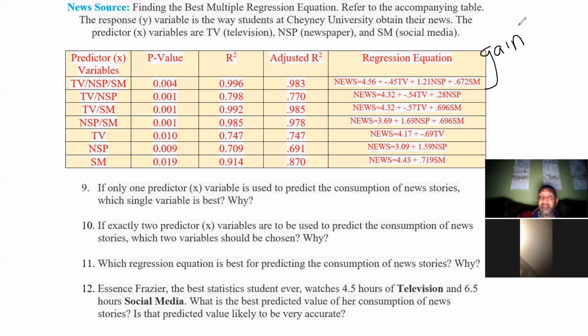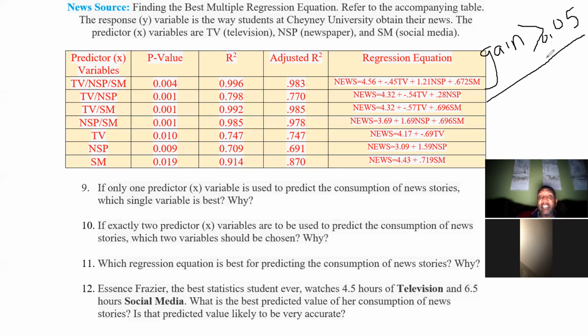I mentioned before, in order to go from one variable to two variables, or two variables to three, we have to look at our R values and talk about the gains. What did I say the gain has to be greater than in order for it to be worth using an additional predictor variable? 0.05. Yep, so it's 0.05.